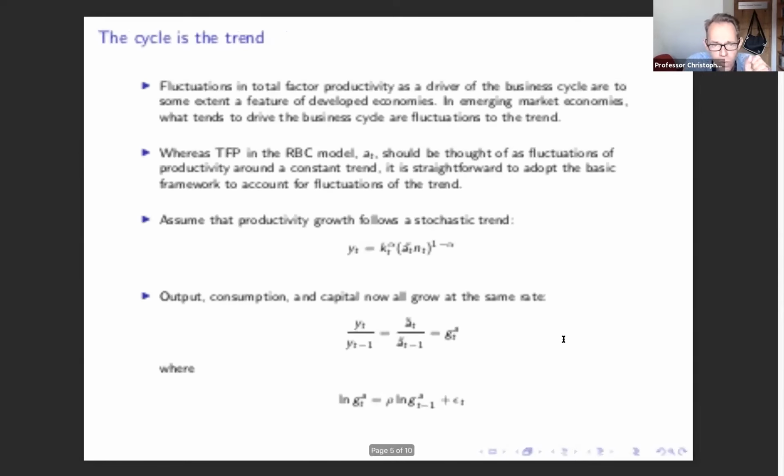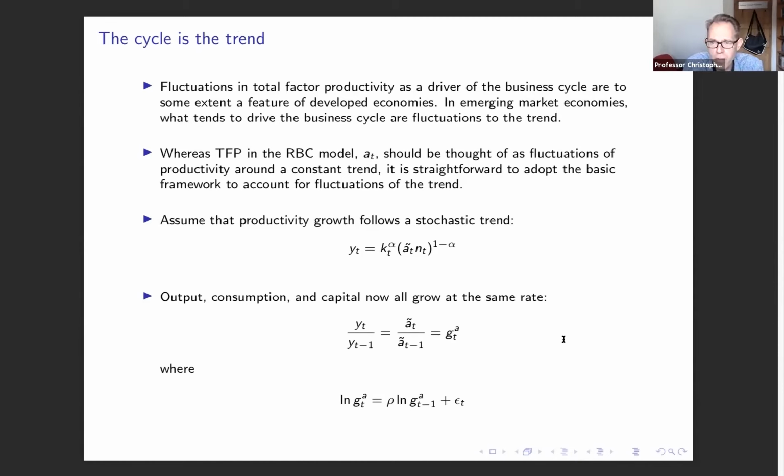So fluctuations in total factor productivity as a driver of the business cycle are to some extent a feature of developed economies. In emerging markets, what tends to drive the business cycle are fluctuations in the trend, right? Whereas TFP in the RBC model, A, should be thought of as fluctuations of productivity around a constant trend, it is straightforward to adapt the basic framework to account for fluctuations in the trend. So here, output fluctuates around the trend.